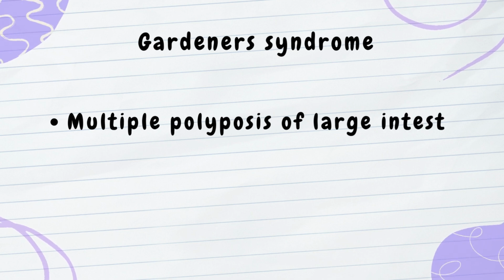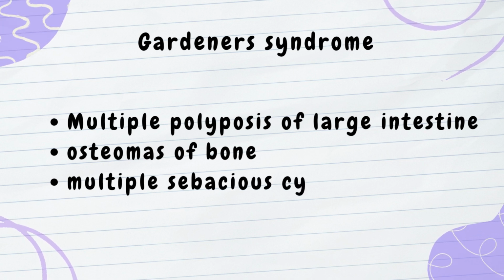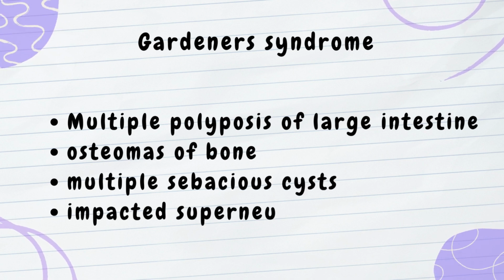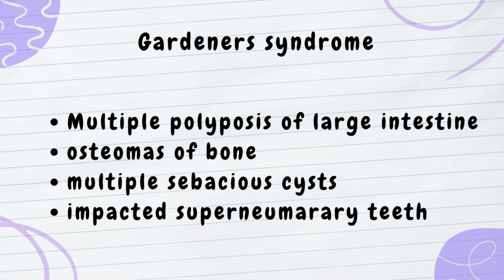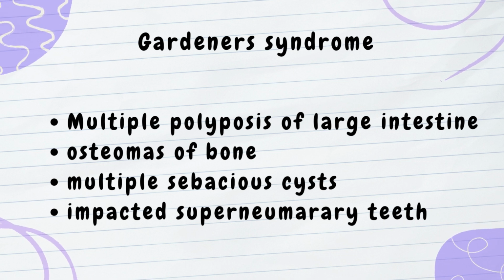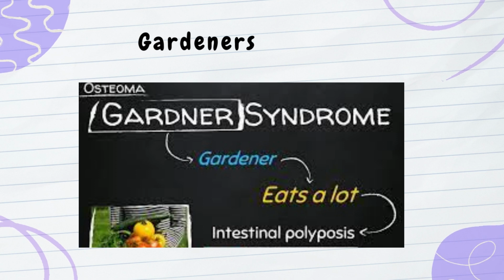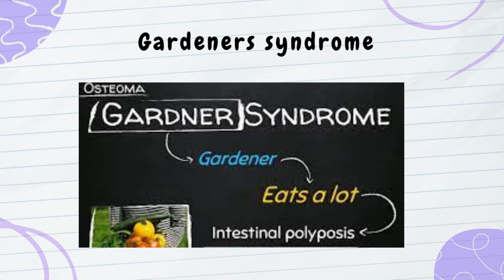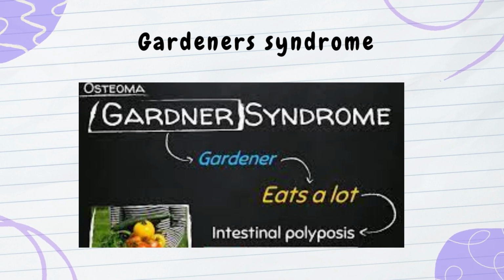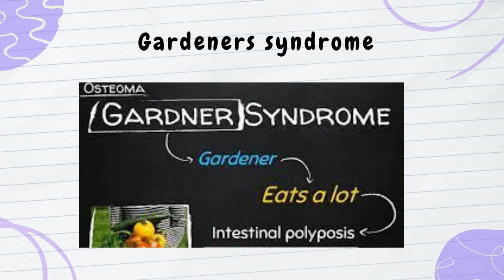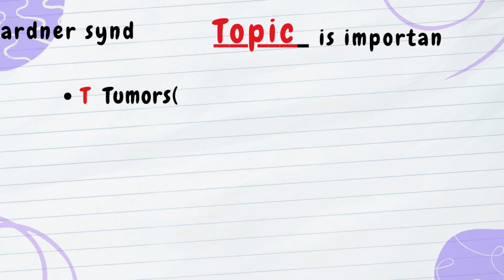Okay, so what is Gardner syndrome? In Gardner syndrome, you can see multiple polyposis of the large intestine in the patient, osteomas of bone, multiple sebaceous cysts, impacted supernumerary teeth. All these 4 points are very important for Gardner syndrome. Okay, so you can remember Gardner syndrome by this mnemonic. Gardner eats a lot. So this is why he is having intestinal polyps. If you don't want to learn like this, then you can also try a mnemonic.